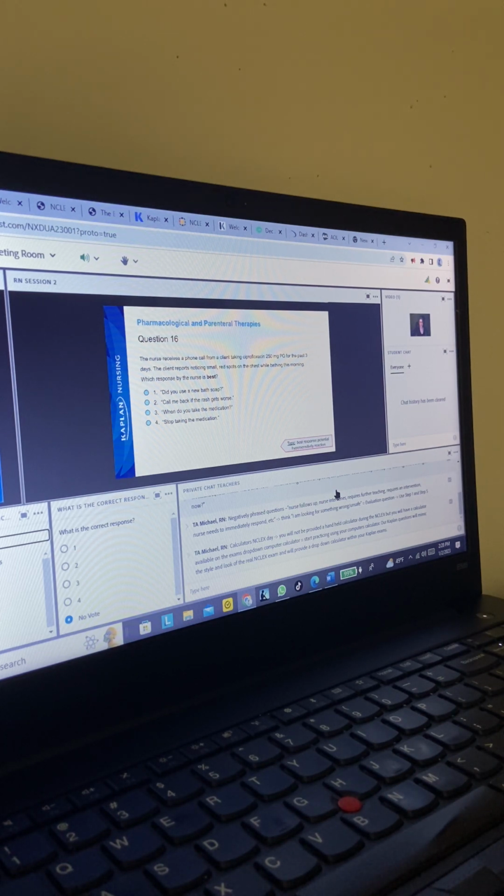So, did you use a new bath soap? Not relevant. Call me back if the rash gets worse. It's a do nothing. When do you take the medication? I don't need that information. The bottom line is, right here, right now, 4 is going to be best. You're having a rash related to your antibiotic. The safest thing I can tell you is to stop taking the medication.